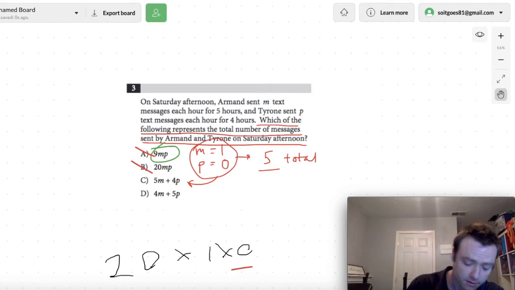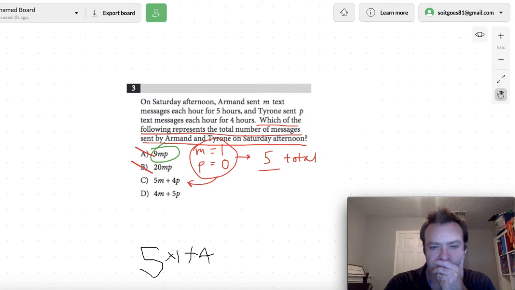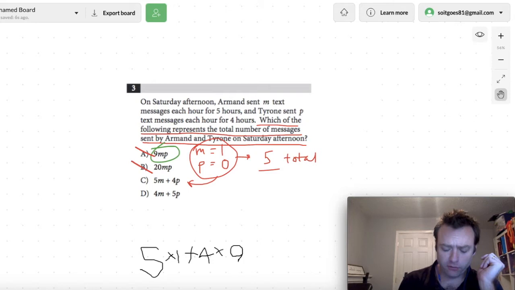Let's test answer choice C. So it would be 5 times 1, I guess. Yep, 5 times 1 plus 4 times 0. And what does that equal here? That's even worse, so that would just equal 0 again, right? Well, here's the deal. These are two separate terms. We've got the 5 times 1, and then we're adding that to 4 times 0.